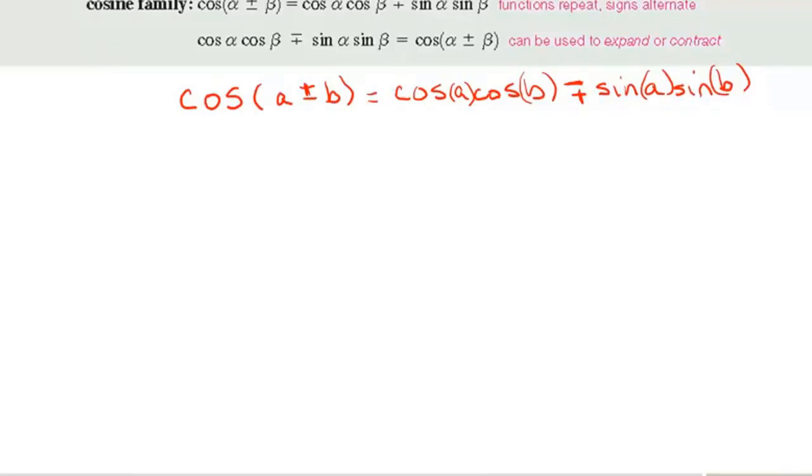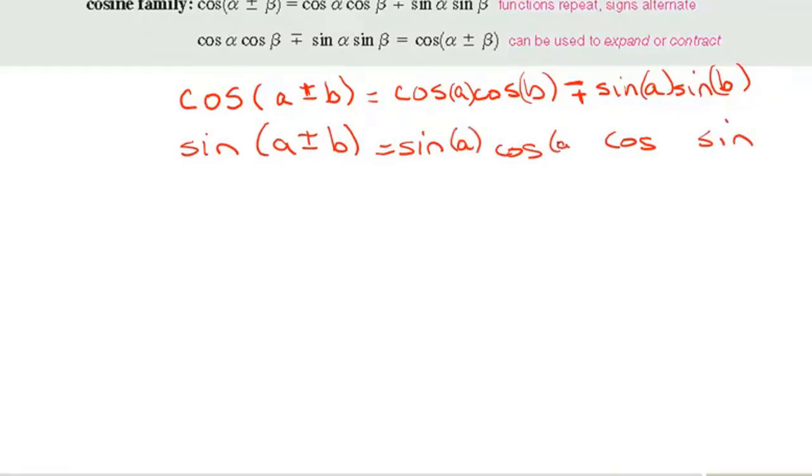There's also one for sine. We'll get to it in a minute, but let me give you both equations right now. If I have the sine of A plus or minus B, it's equal to sine, cosine, cosine, sine, and again it's A B, A B. And here the signs stay the same. Notice they don't flip. So if we have the sine of A plus B, it's sine A cosine B plus cosine A sine B, and vice versa.